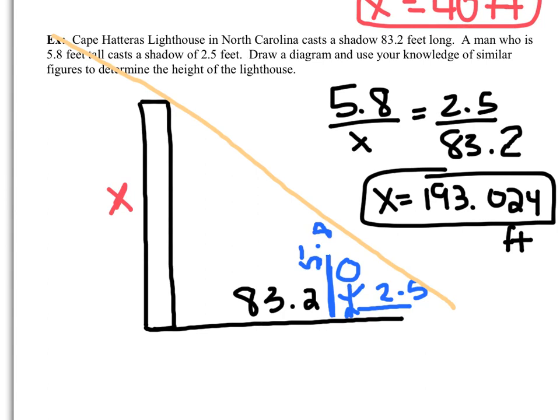So at first, you don't even have a shape, you just have a vertical line and a horizontal line. But if you actually picture the sun's rays hitting them, you end up with two triangles. So you have this big triangle right here, and then you have the smaller triangle right here, and their parts correspond. So I took the height of the person, which is 5.8, and I put it over the height of the lighthouse because they're corresponding parts. Then I took the shadow of the person, which it had to match up, that both things on top belong to the person, and put it over the shadow of the lighthouse, cross multiply, and then divide, and you get that the lighthouse has a height of 193.024 feet.